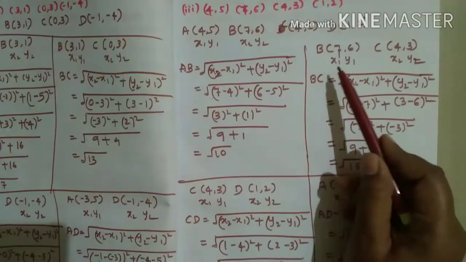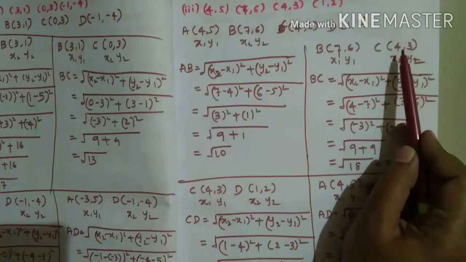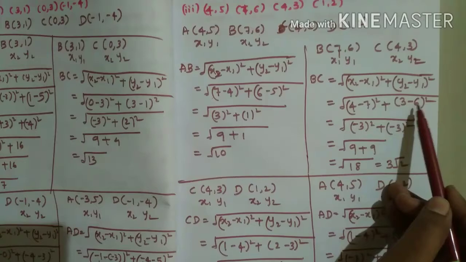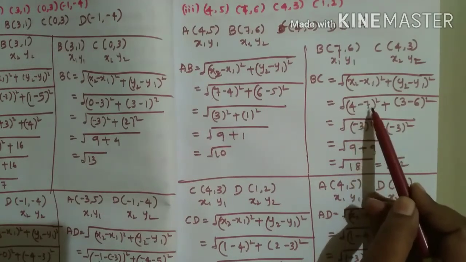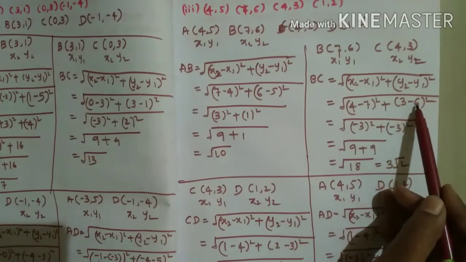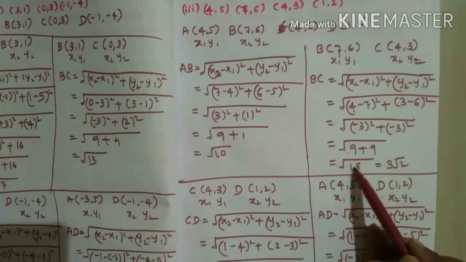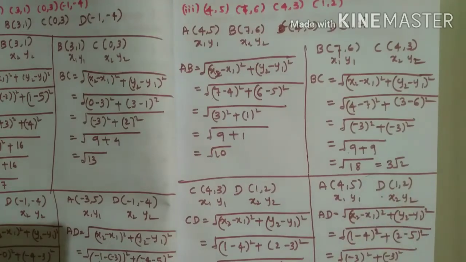Then BC I found. B I have taken as x1 y1, C I have taken as x2 y2. Now x2 is 4 minus 7 whole square, y2 is 3 minus 6 whole square. 4 minus 7, the bigger number is 7, so minus 3 square. 3 minus 6, the bigger number is 6, minus 3 square. Minus 3 square is 9, minus 3 square is 9. 9 plus 9 is square root of 18. Square root of 18 you can write as 9 into 2, so square root of 9 is 3. The 2 you should keep inside the root only, so you will get 3 root 2.